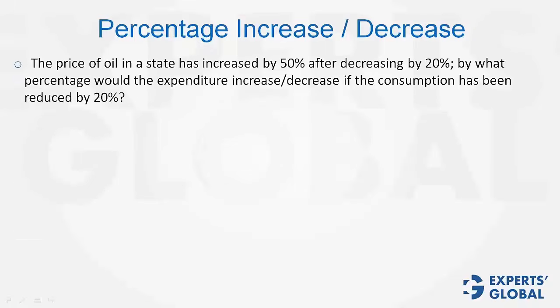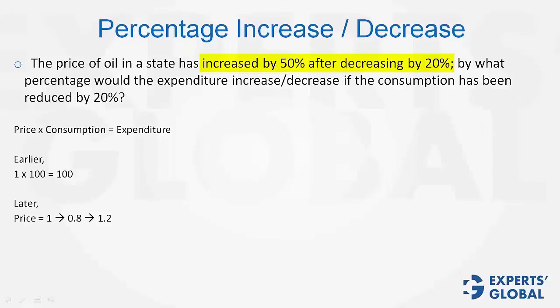Look at this one. The price of oil has increased by 50% after decreasing by 20%. Alright, same relationship applies. Price times consumption equals expenditure. Now, price we assume to be $1. Consumption we assume to be 100 units, and therefore expenditure would be 1 times 100. That is $100. Now what happens to price? It increases by 50% after decreasing by 20%.